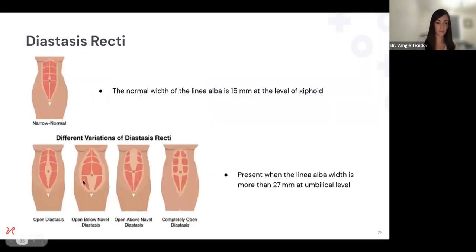So these are different areas where you can get diastasis. This is the most commonly seen, or this one. This is the normal width of your linea alba. And then when they start getting bigger, that's when we call it a diastasis.